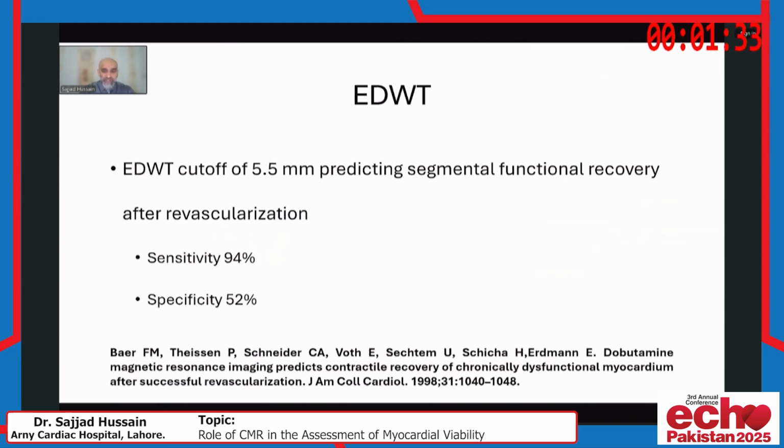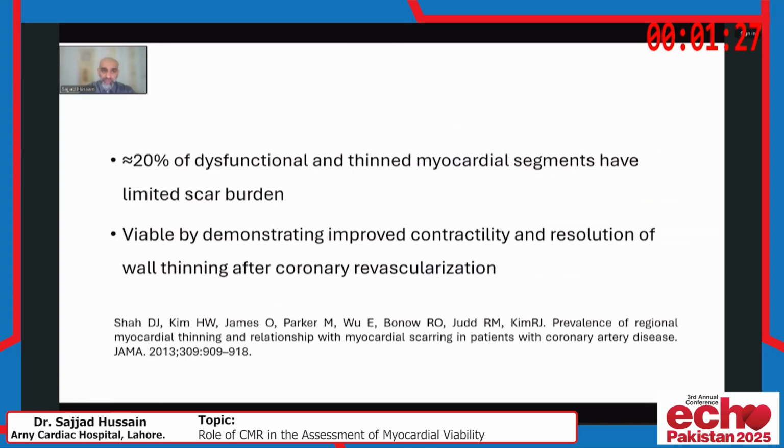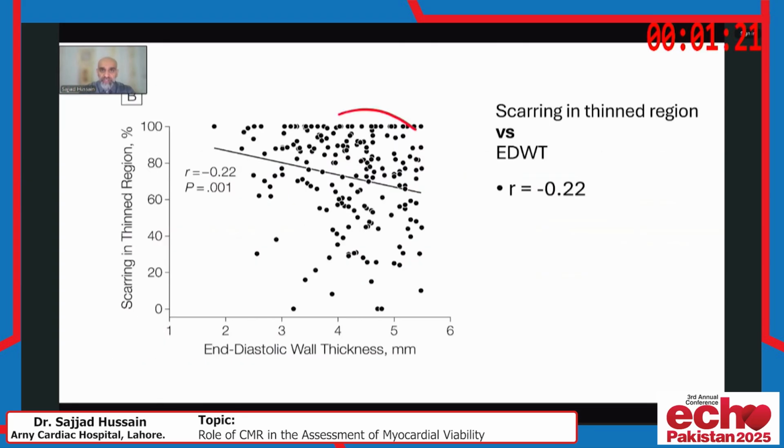I don't think I'll have enough time to go into end diastolic wall thickness and the cutoff of 5.5 mm, but we do know that 20% of dysfunctional and thin myocardial segments do have limited scar burden. If we look here, the scatter is quite wide and the correlation is minus 0.22, which means scarring in thin myocardium is really not a very good predictor of whether the myocardium will recover any function.